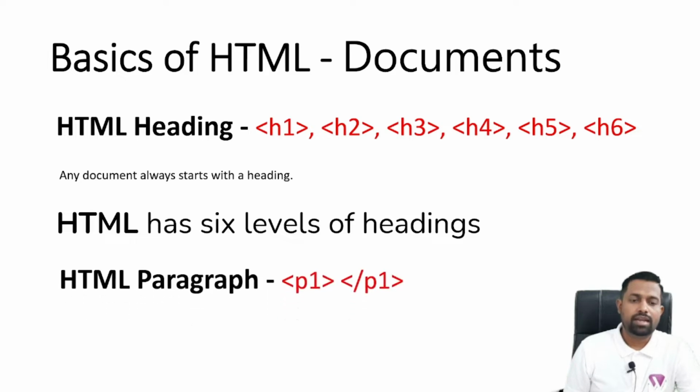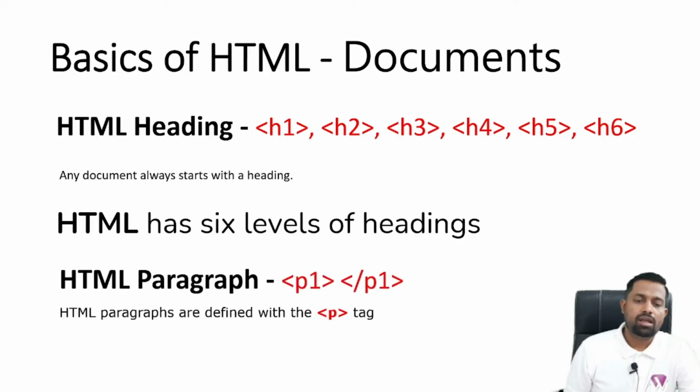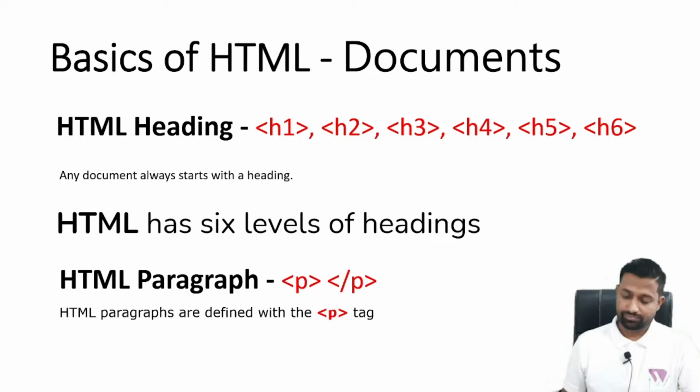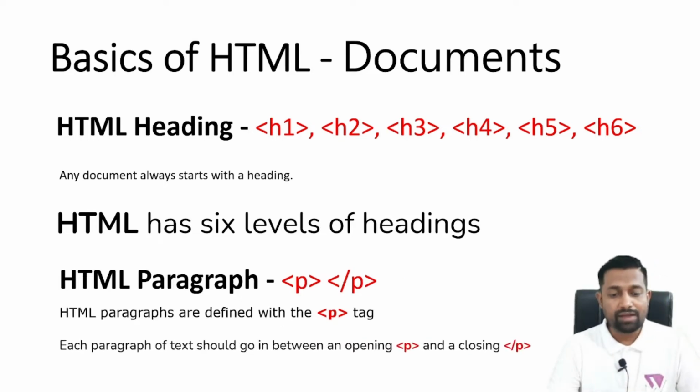Now let's move and see what an HTML paragraph is. HTML paragraphs are defined with the P tag. Each paragraph text should go in between the opening P and the closing P. As we saw in our first session, tags come in pairs. Here also, if you are going to write the P tag, you write it in a pair. The first one is the open tag and the second one is the close tag. Inside that, you can write your content.